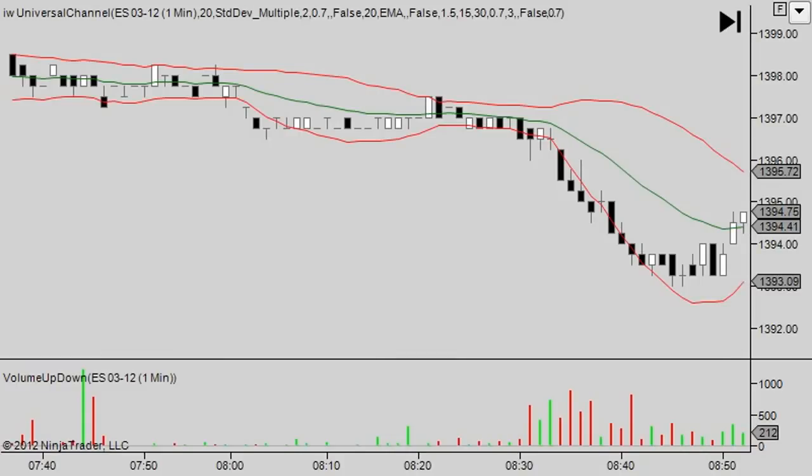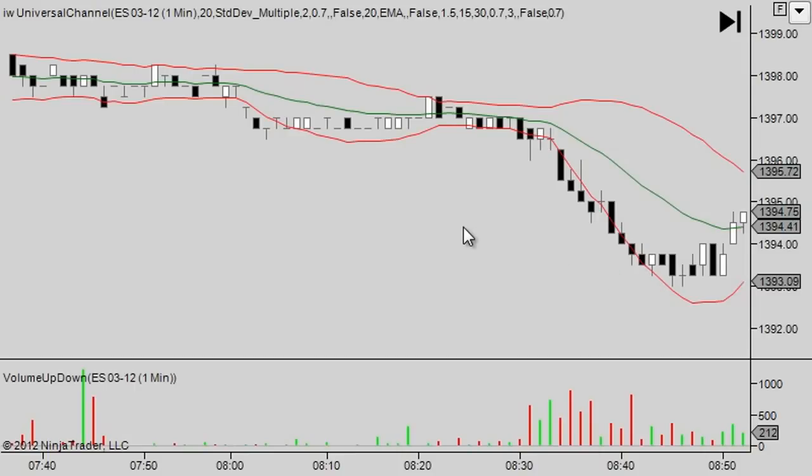Today we're looking at the Universal Channel Bands Indicator. This is an extremely flexible indicator that allows you to tweak the settings to fit your particular style. You can choose from 12 different moving average types for the midline, and you can choose either average true range, standard deviations, or some number of ticks from the midline as your upper and lower bands. You can also set alerts when price hits the upper band, midline, or lower band.